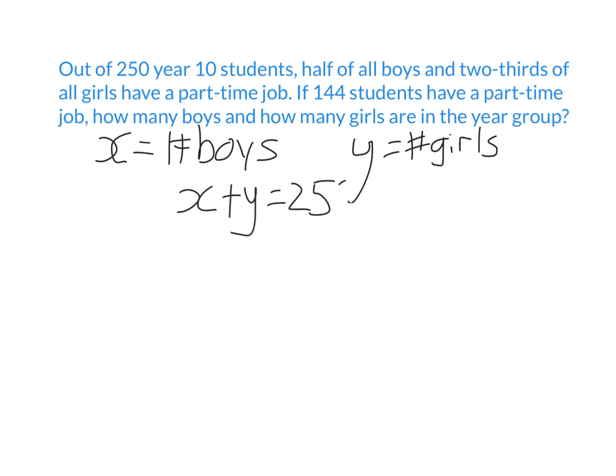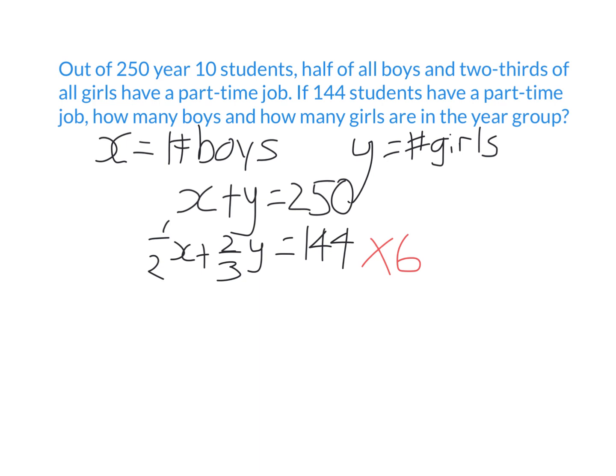The second bit of information tells us that half of all boys plus 2/3 of all girls gives us 144 with a part-time job. So now we have our two equations we solve simultaneously. So again, we're going to use the elimination method. Now neither x nor y has the same coefficient in both equations, so we need to multiply one or both equations. So if I multiply this equation here by 6, 2 times 3, I'll make all these whole numbers.